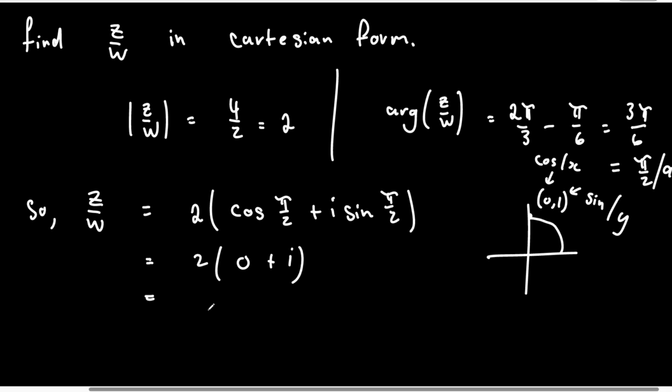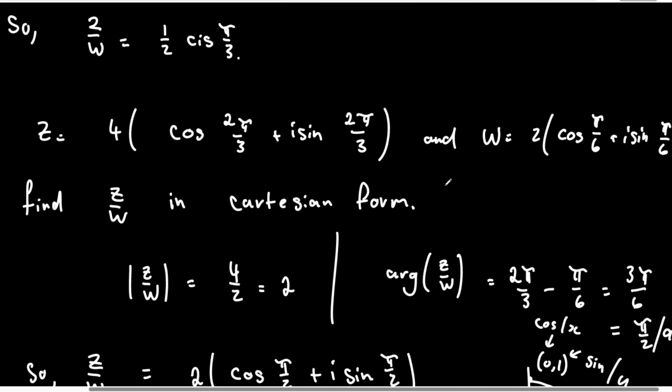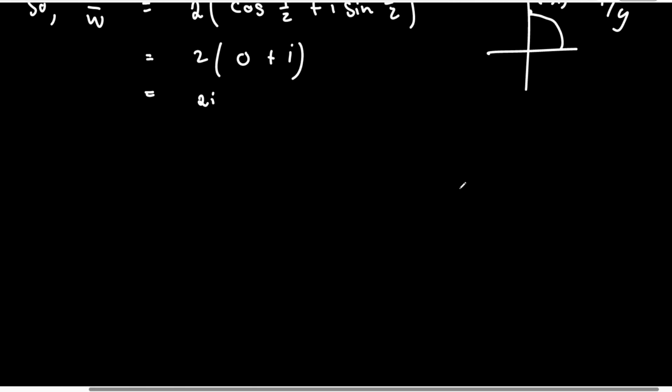So my final answer in Cartesian form is in fact 2i. We all have 2 i's, I hope. Alright, what about Leonhard Euler's form?